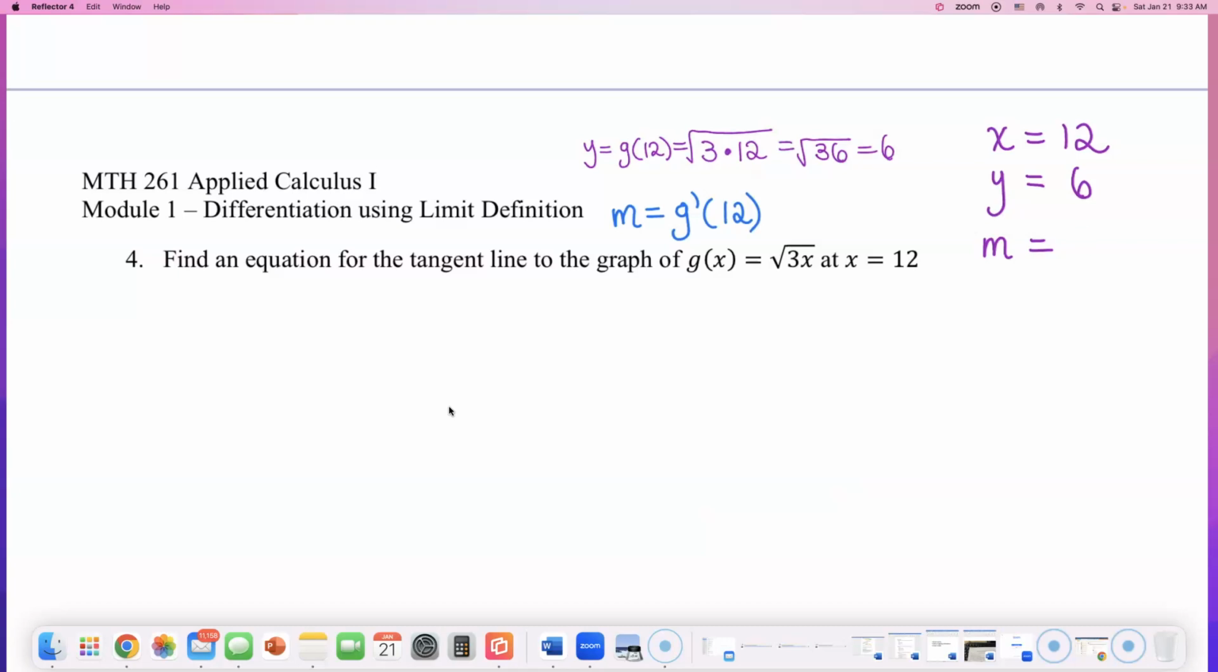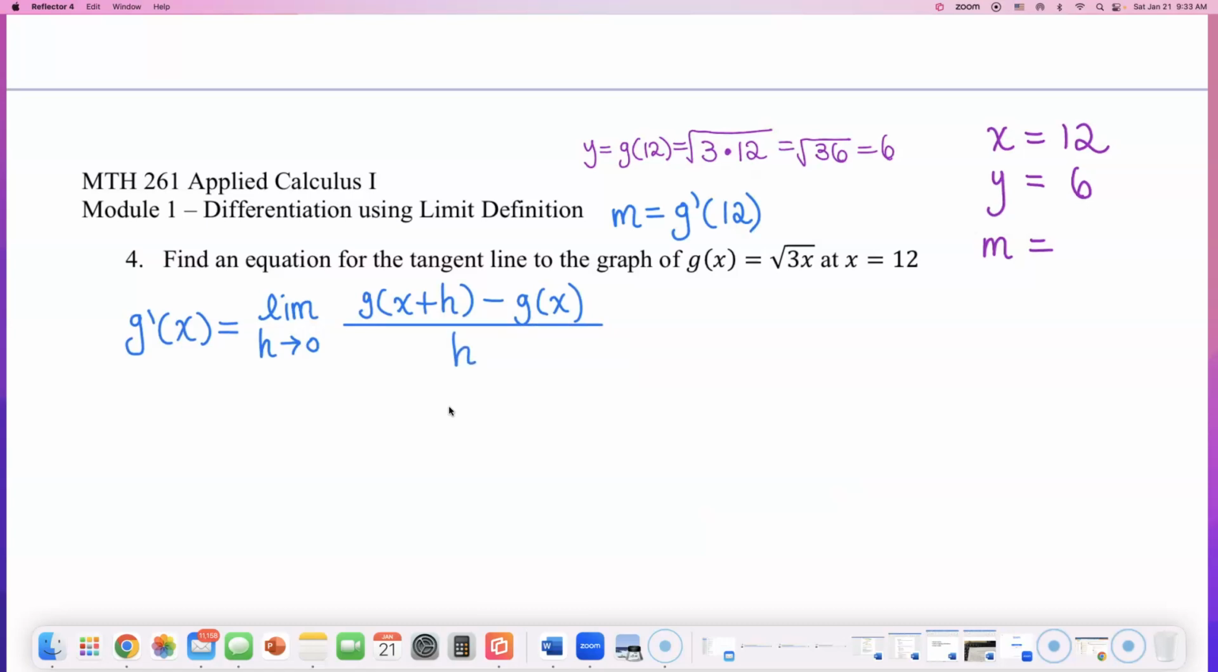Right now, we will have to use the limit definition of derivative, the long method. So let's write that formula down. The derivative is the limit as h approaches 0 of the difference quotient. The function name is g, so I'll go ahead and say g of x plus h minus g of x all over h.